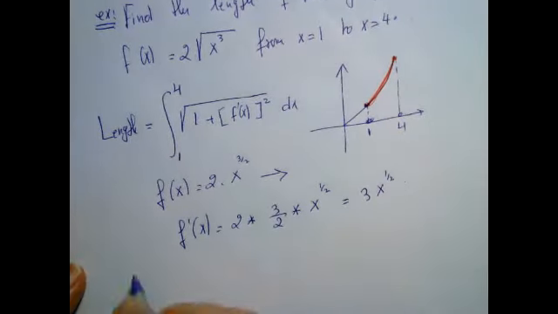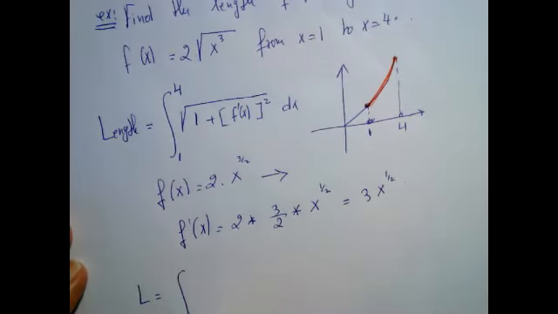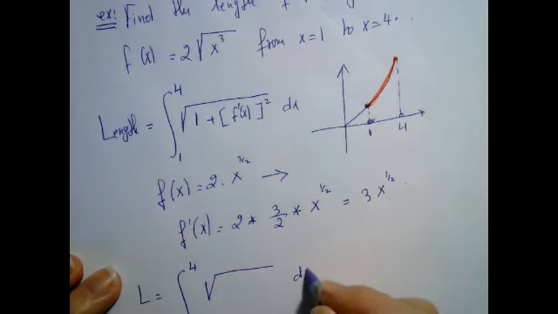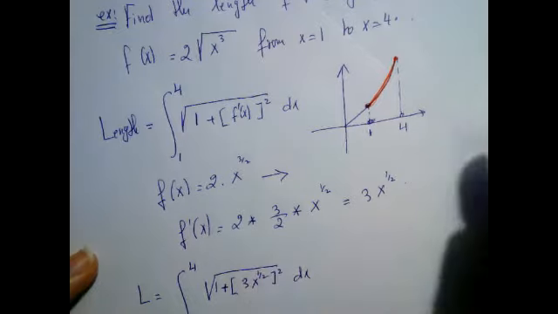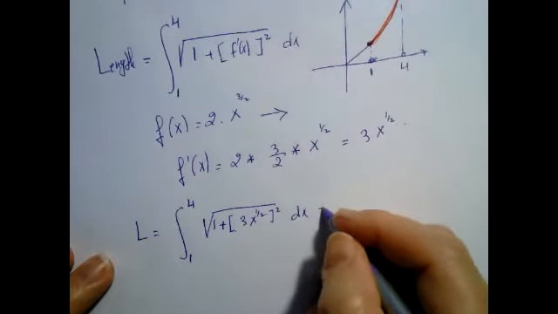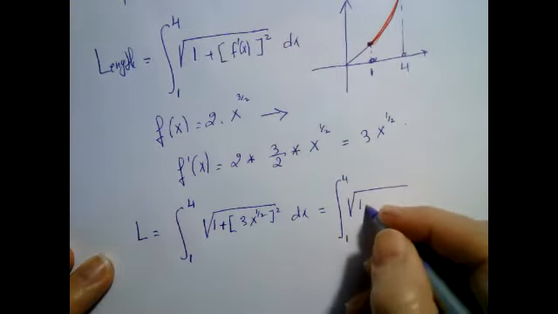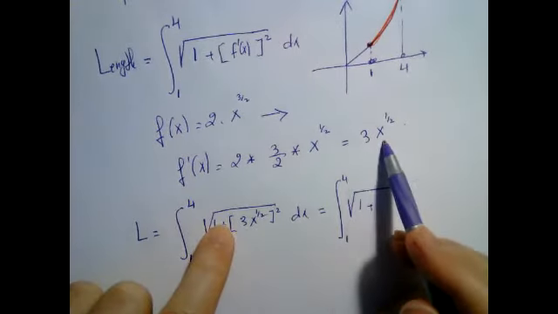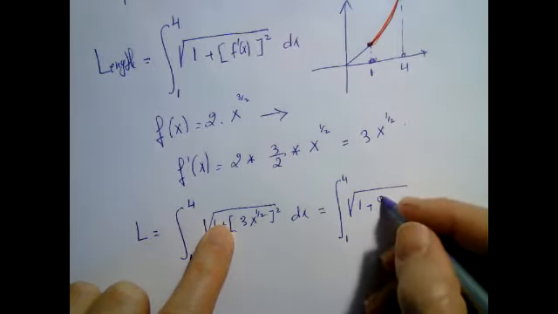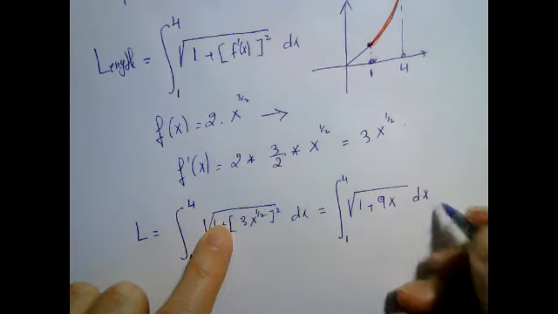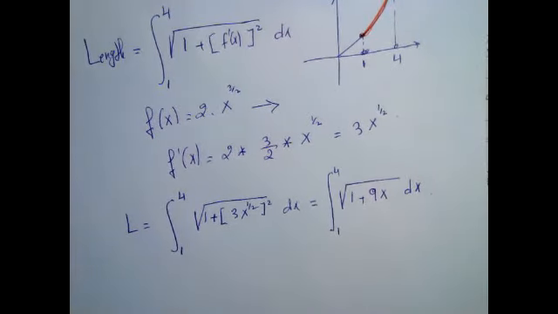So now what is the length? It's the integral from 1 to 4 of the square root of 1 plus the derivative squared. The derivative is 3 square root of x. This is equal to the integral from 1 to 4 of the square root of 1 plus, now 3 square root of x times 3 square root of x gives me 9x, the whole thing dx. So we end up with this type of integral.